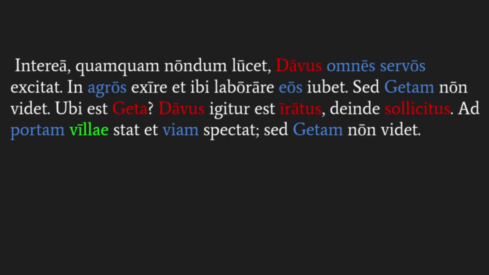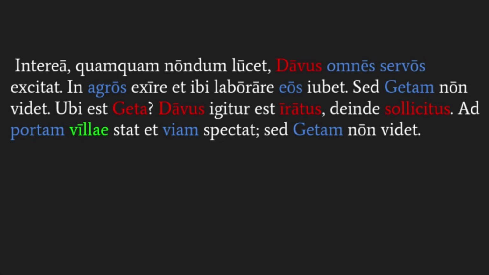So Davus is waking him up just before sunrise to make sure that they're out and working. In agros exire et ibi laborare eos iubet. So it's saying he orders, iubet, it's talking about Davus. Go all the way to the end, because the other verbs we have here are infinitive. So go to our conjugated verb. He orders them, eos. What does he order them to do?